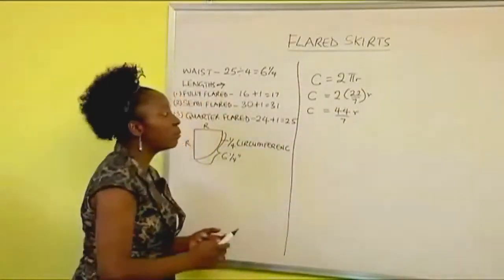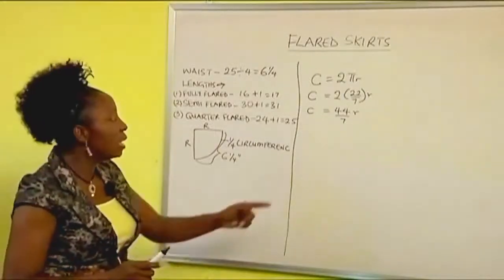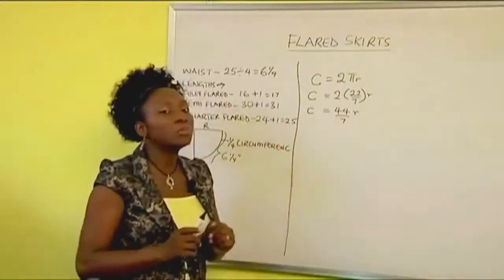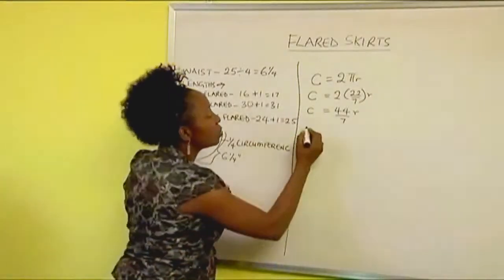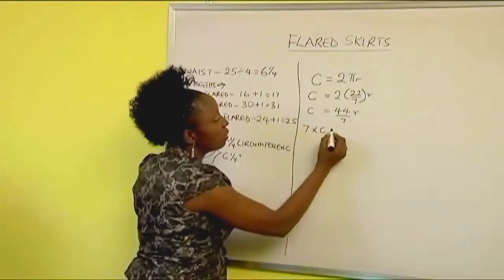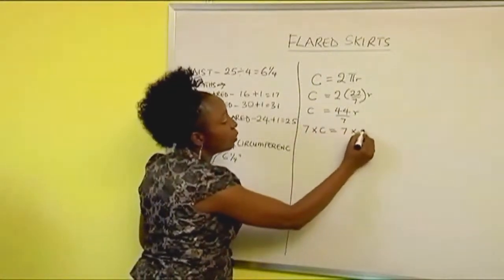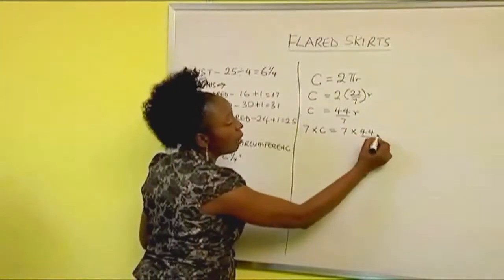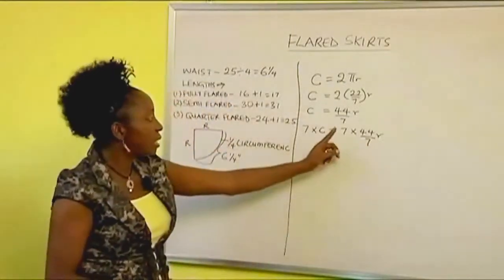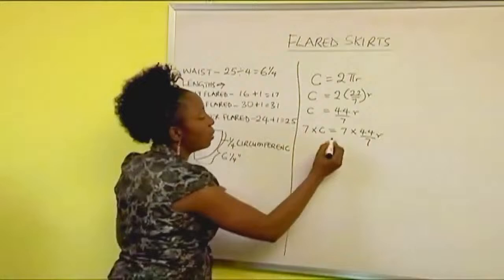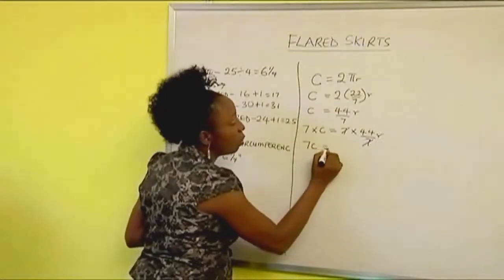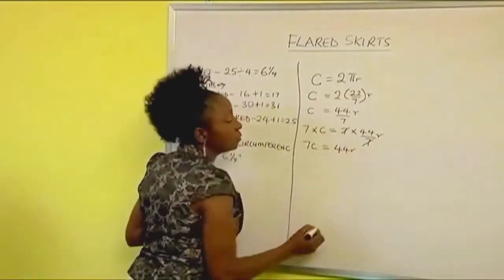Now, after I've done this, I'm going to multiply both sides by 7, because I'm trying to see how I'm going to make r the subject of the formula. So I multiply C with 7, and that will give me 7 times 44/7 r. In mathematics, once you have this, 7 will cross 7 out, so you cross those out. So when you cross that out, what you're left with is 7C equals 44r.